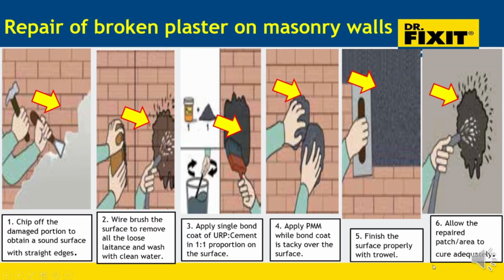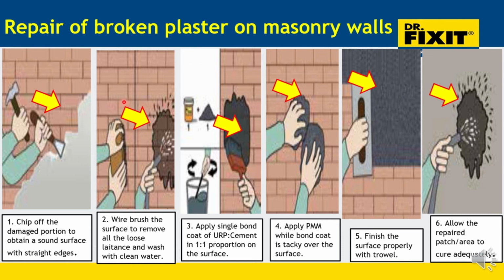Let us see how to repair broken plaster or masonry walls. The same process, because this is a session on general repairs. I am taking you step by step through different surfaces which need to be repaired when you do repairs of a building. In case of broken plaster and masonry walls, first remove all the loose material, chip off the damaged portion, and obtain a sound surface with straight edges.